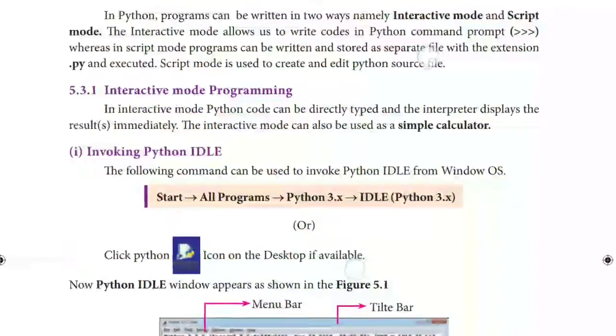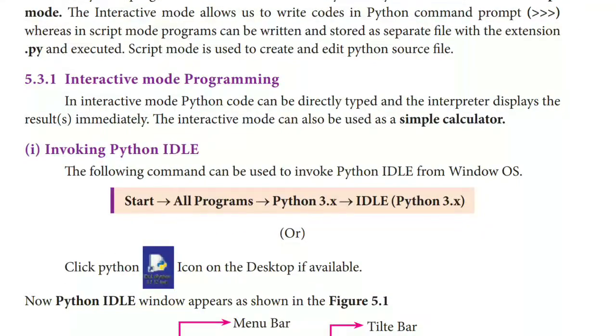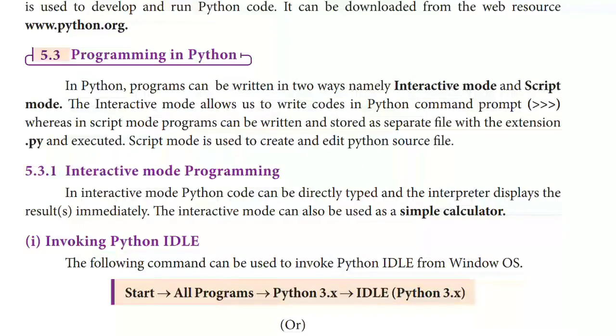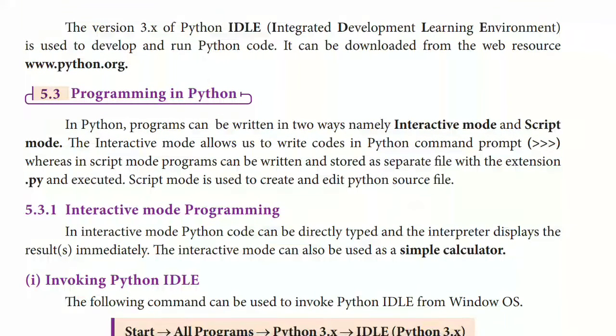So, interactive mode. You can see that Python programs can be written in two ways, namely interactive mode and script mode. The interactive mode allows us to write code in the Python command prompt.